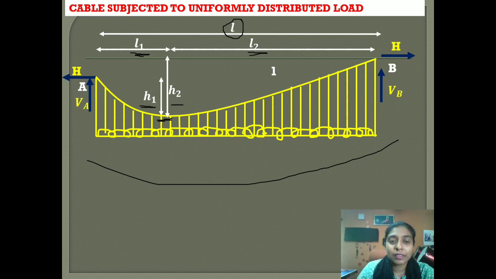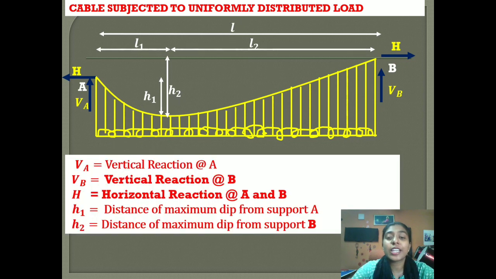So now the supports of this cable are at different levels and it is subjected to a UDL throughout the span. We are going to analyze this cable. So VA is the vertical reaction at A, VB is the vertical reaction at B, H is the horizontal reaction or the horizontal thrust at A and B, H1 is the distance of the maximum dip from A. So this is H1 and this is H2. From the support B, what is the dip? That is H2.